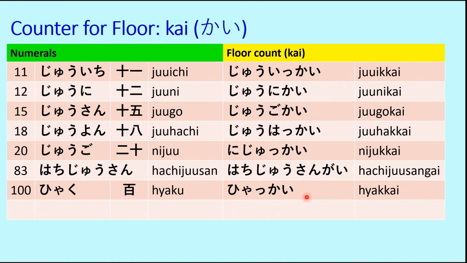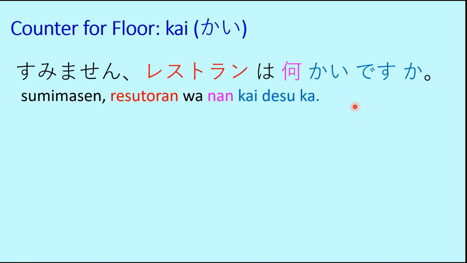These are the words that one needs to remember for expressing the floor of a building. Now let's look at some example sentences using this counter for floor, which is kai. Sumimasen, restaurant wa nankai desu ka?